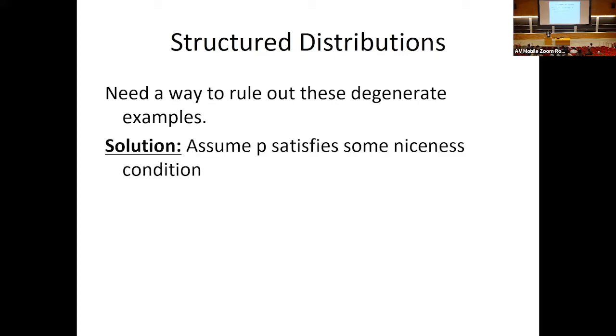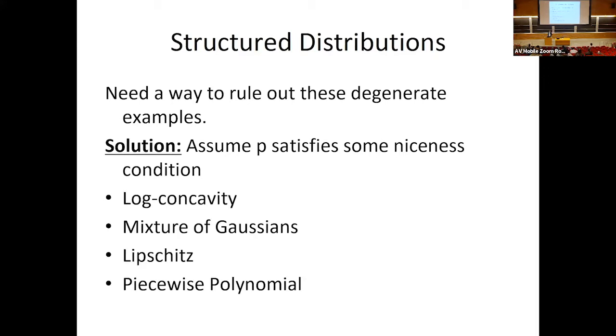And so what you're going to do is assume that your distribution P satisfies some niceness condition. Maybe it's log concave, or it's a mixture of Gaussians, or it's Lipschitz with some parameters, or it's piecewise polynomial, or you could go on and on listing out assumptions that might be reasonable. And the question is, if I make these assumptions, and critically assumptions that rule out the degenerate bad cases on the previous slide where you've got a distribution over a random subset, then is it now possible under these distributional assumptions to solve our original testing problems?